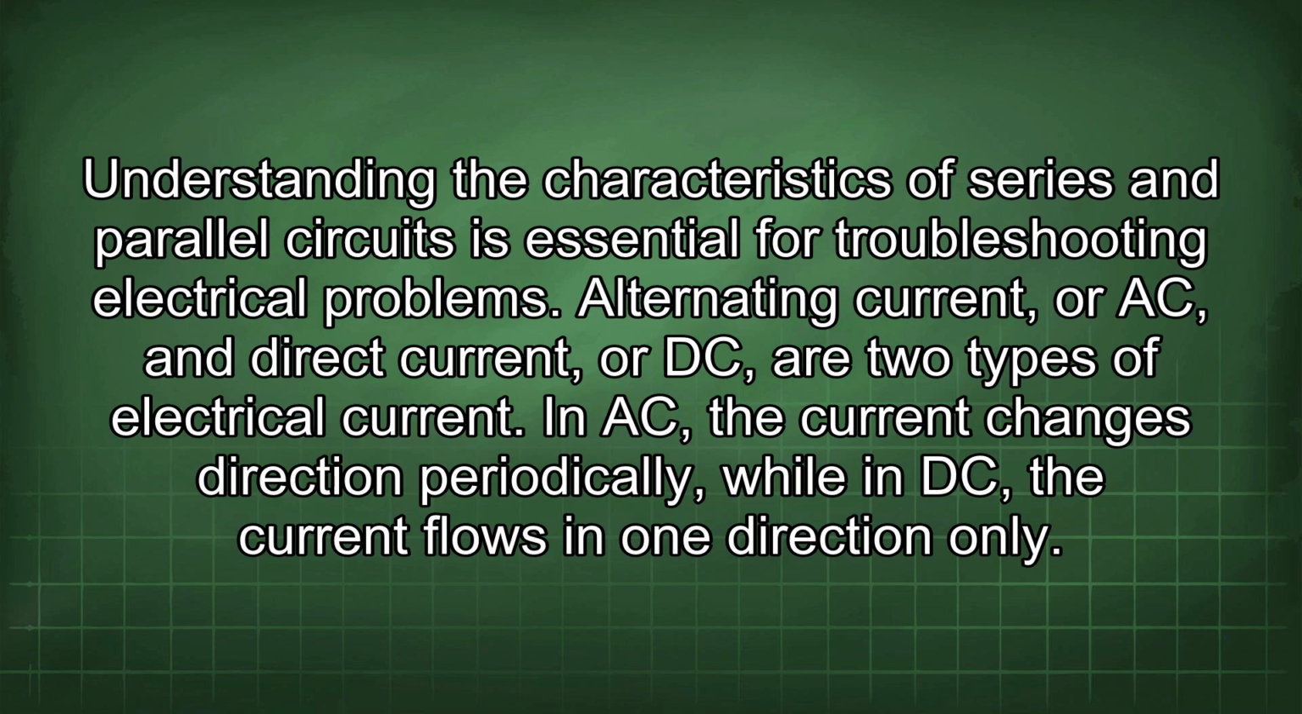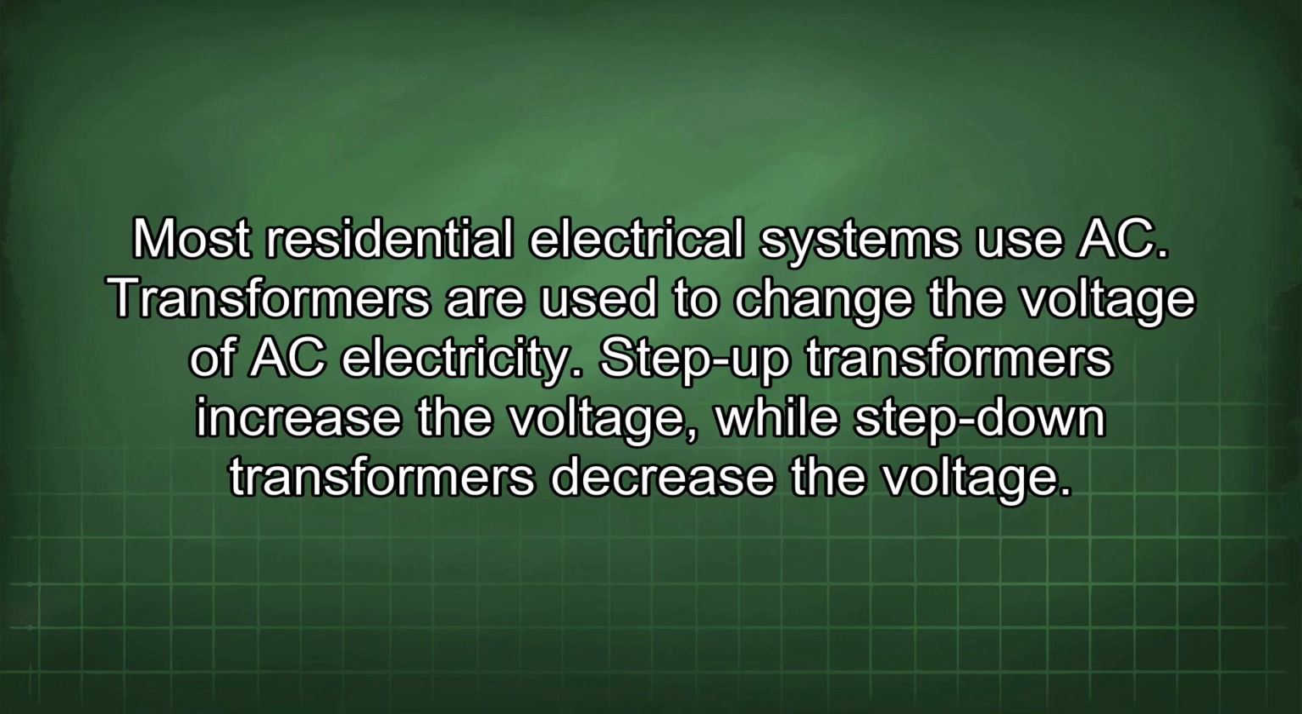Alternating current, or AC, and direct current, or DC, are two types of electrical current. In AC, the current changes direction periodically, while in DC, the current flows in one direction only. Most residential electrical systems use AC.